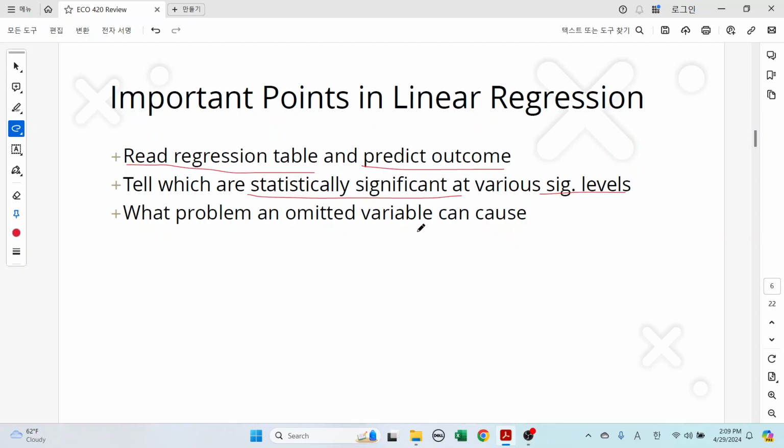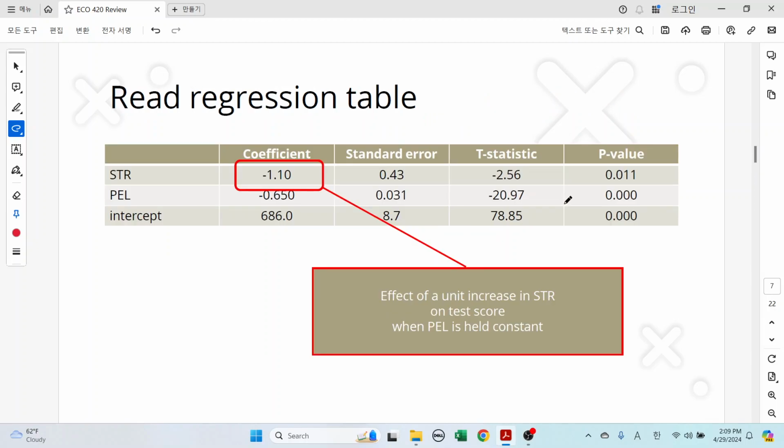Given the significance level, you should be able to tell which is statistically significant. Another important question, especially in economics, is omitted variable bias, right? So think about omitted variable bias, when it matters and what kind of problem it causes, like what is the sign of the bias. For example, let me give you a more detailed example.